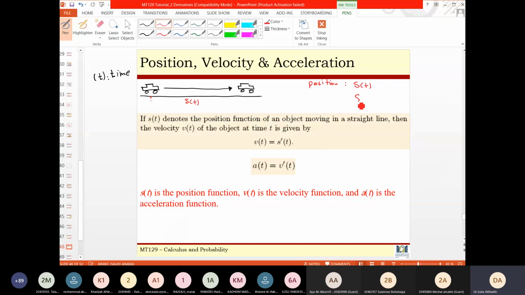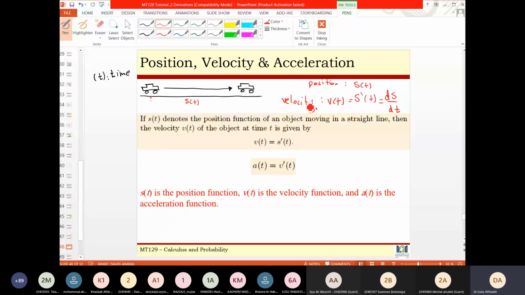The derivative of S of T, which is the change in S when time changes, is what we call V of T, which is the velocity. What does velocity mean? What does speed mean? It means how much you change your position with time.